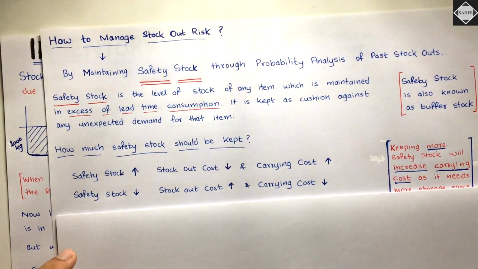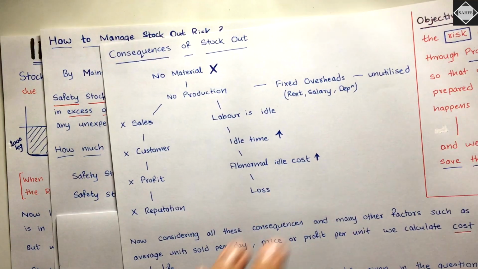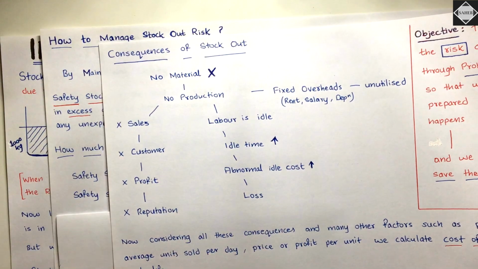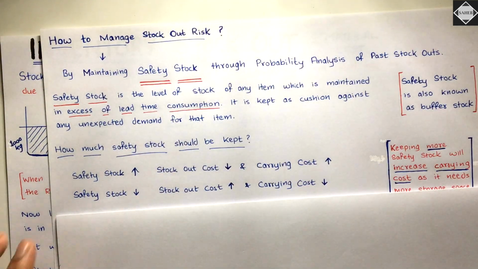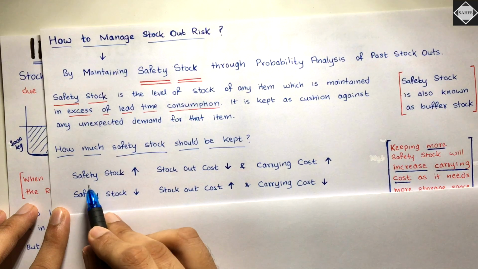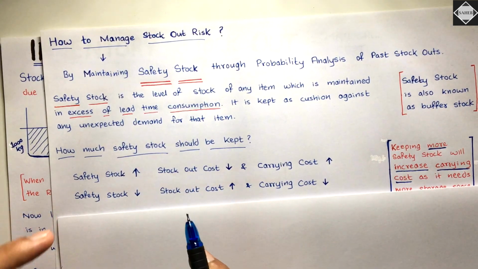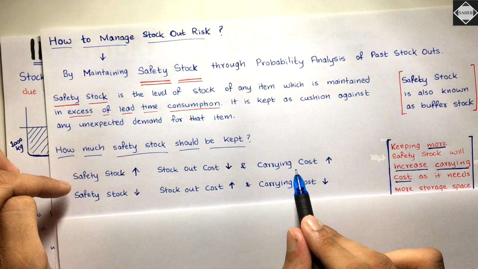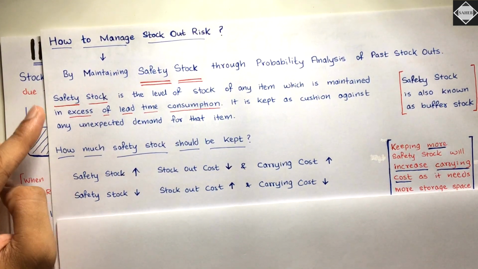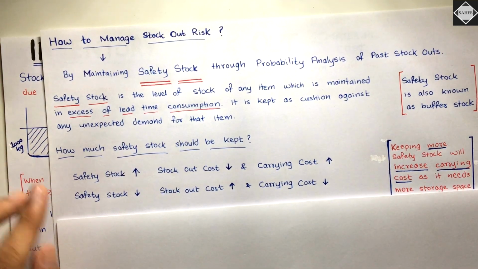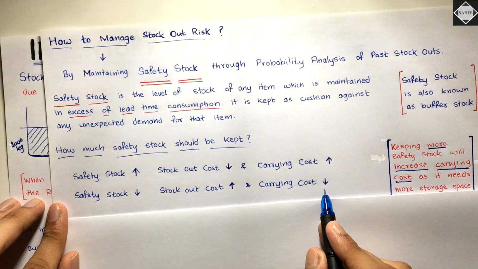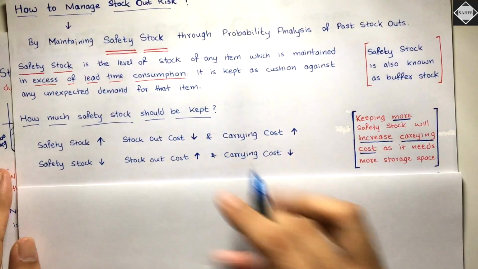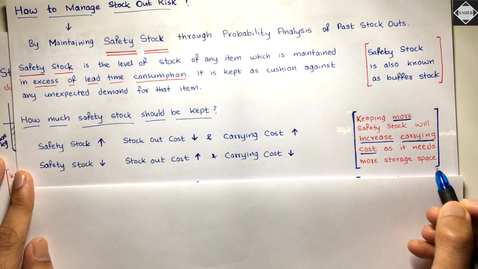If the risk of stock out decreases, there will not be so many consequences of stock out. It will be less. So because of that, the cost of stock out will be less. Do you understand this? There is an inverse relationship between safety stock and stock out cost. If safety stock increases, stock out cost decreases. But carrying cost and safety stock are directly related. If safety stock increases, carrying cost will increase. In the same way, if safety stock decreases, carrying cost decreases, but the stock out cost will increase. Is that clear? Keeping more safety stock will increase carrying cost as it needs more storage space.